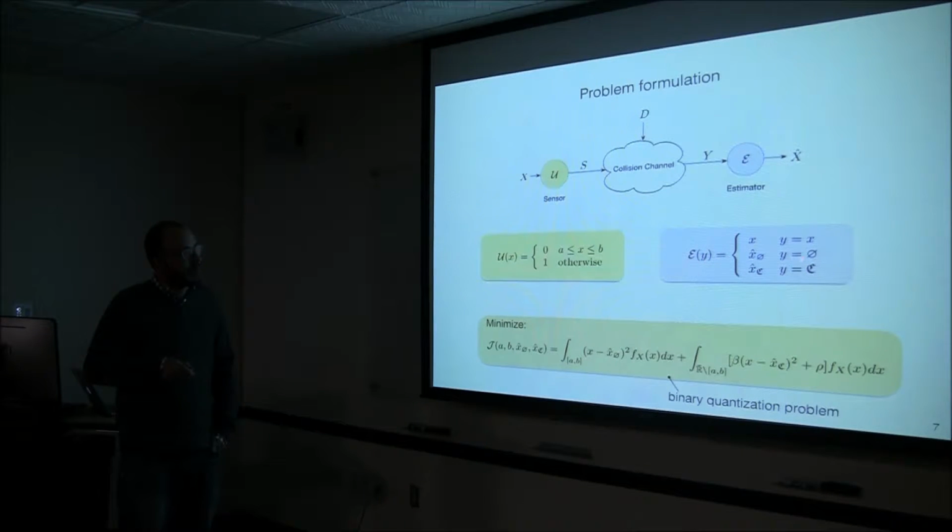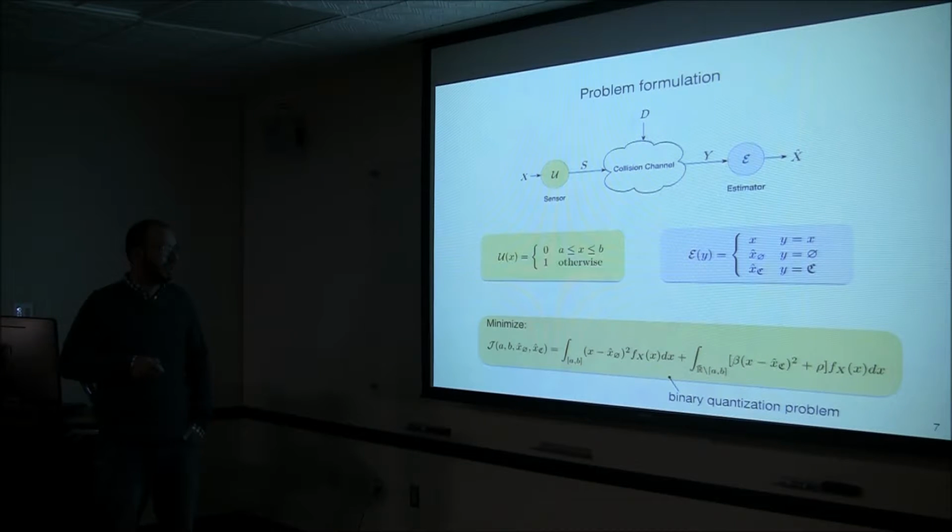If the estimator observes an erasure, then you have some value here, some real number that will represent that event. So I'll call this a representation symbol for the erasure. And the same will happen in the case of a collision. And you have a representation symbol for the collision as well. And using these two structures for the sensor and the estimator, the optimization problem becomes minimizing over the thresholds A, B, and representation points x hat erasure and x hat collision, that minimizes this cost here.